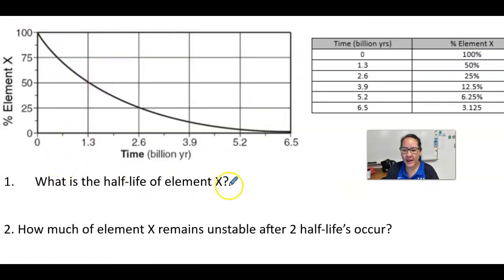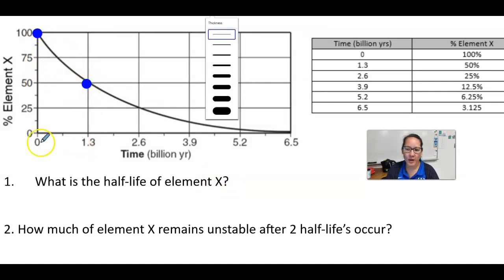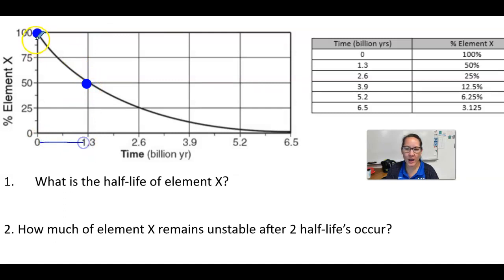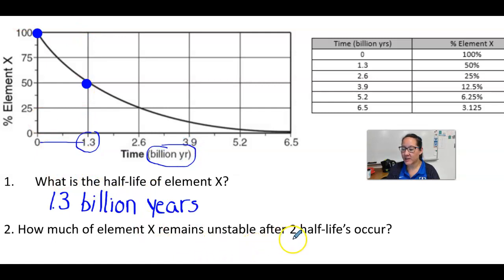So here, what is the half-life of element X? Here we're at 100, and when we get down to 50, how much time has occurred? If we look at the bottom here, the time between this point and this point is 1.3 billion years, which is a lot of time. How much of element X remains unstable after 2 half-lives occur? This is the first half-life, and then half of 50 is 25, so this would be our second half-life, and that means a total time of 2.6 billion years would have passed.